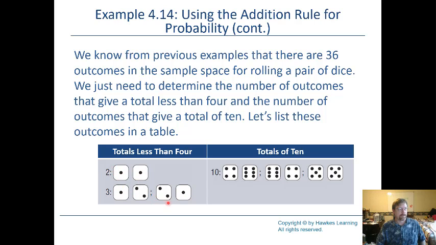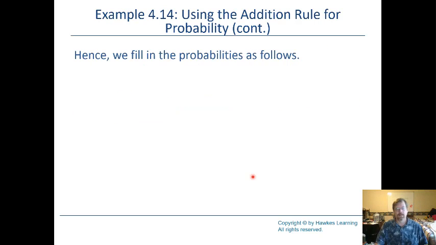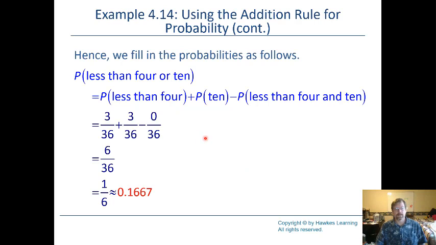So there are 3 out of 36 that'll give us less than 4. There are 2 5s, a 6 and a 4, and a 4 and a 6 that will give us a total of 10. So 3 out of 36 that will give us a total of 10. Right? So 3 out of 36 plus 3 out of 36 minus that, there's no chance that we'll have both. So that gives us a 1 in 6 chance of either less than 4 or 10.